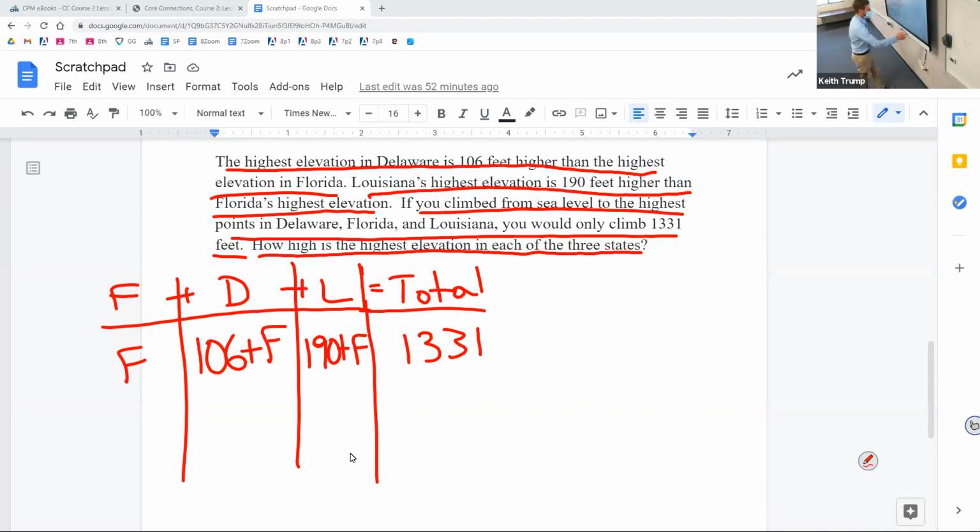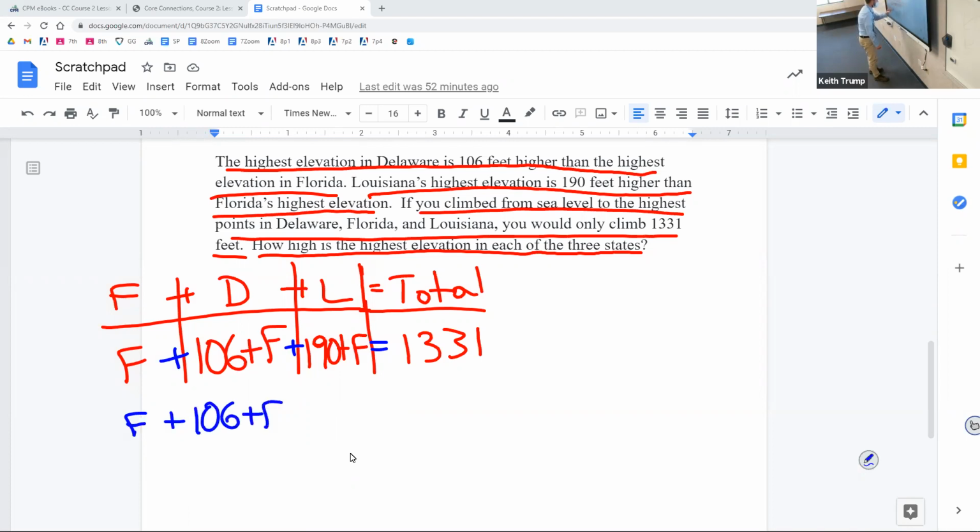Now, you'll notice something here. We have some numbers and letters, and added together, they all equal 1,331. This is looking like an equation. And in fact, it is an equation. So I'm going to go ahead and rewrite this as an equation underneath. I'm going to write F plus 106 plus F plus 190 plus F equals 1,331.